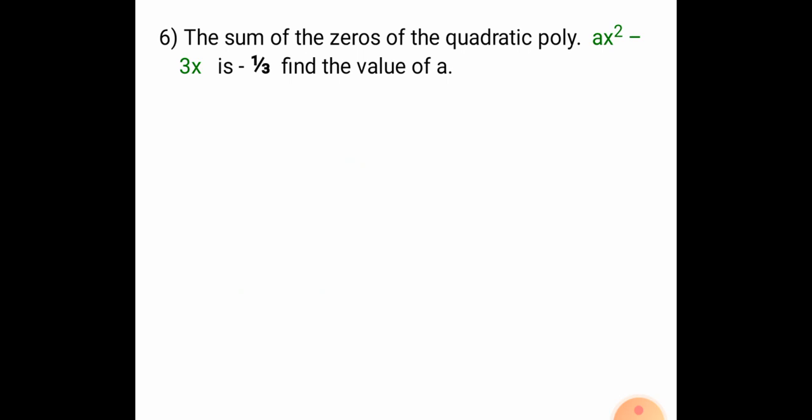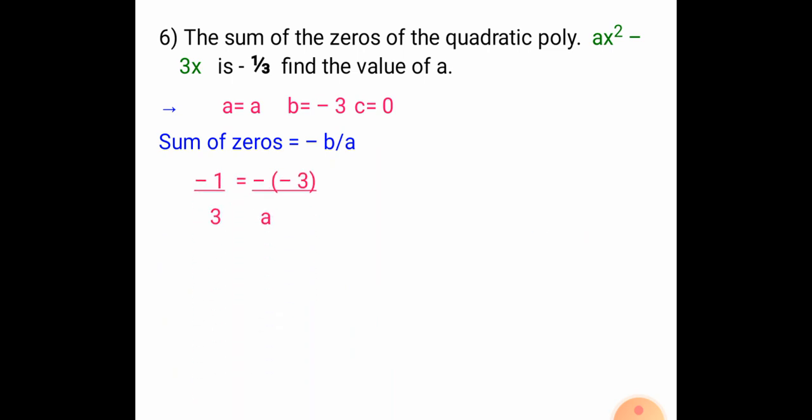In the next example, instead of product, now sum is given. Procedure is same. Correct. So you get the values of a, b and c. Write the formula of sum of zeros, because sum of the zeros is mentioned in the given example, which is minus b upon a. Then substitute the values here. Only you take care of that minus sign. Minus and minus will become plus. Cross multiply. You get next step as minus a equal to 3 into 3. Then therefore a equal to minus 9. This is the value of a.